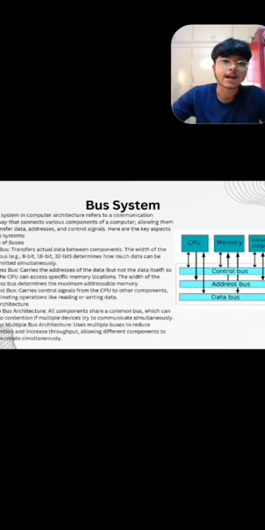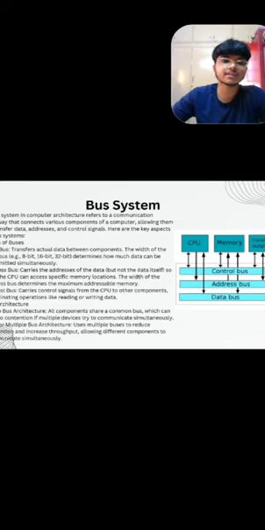Bus system. A bus system in computer architecture refers to a communication pathway that connects various components of a computer, allowing them to transfer data, addresses, and control signals. Here are the key aspects of bus systems. Types of buses. The data bus transfers actual data between components. The width of the data bus is, for example, 8-bit, 16-bit, and 32-bit. It determines how much data can be transmitted simultaneously.